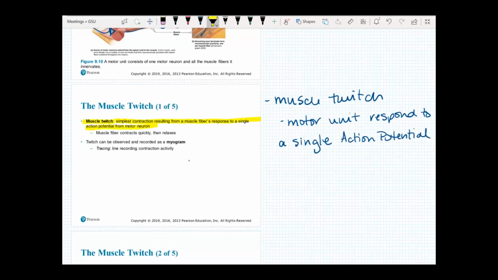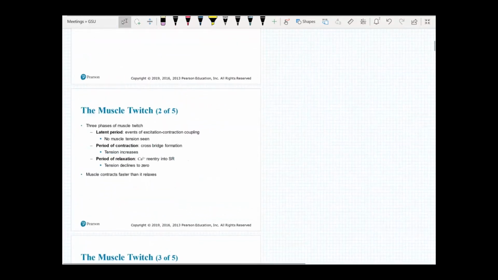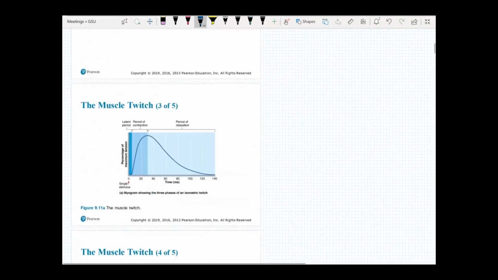So it's going to react very quickly. It's going to essentially just create a twitch, kind of like an eye twitch. It's a great way to exemplify it. So you can actually record this on something called a myogram. When you're looking at it, it's kind of like an EEG or an EKG where you see the bumps move based on this.